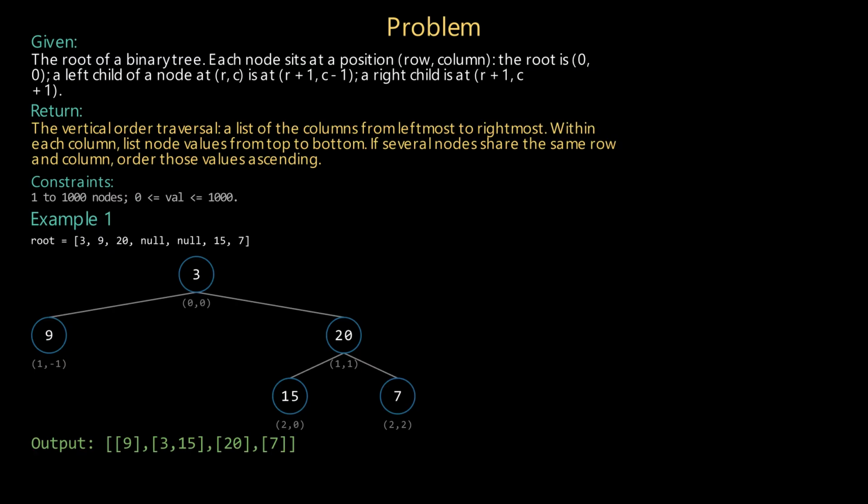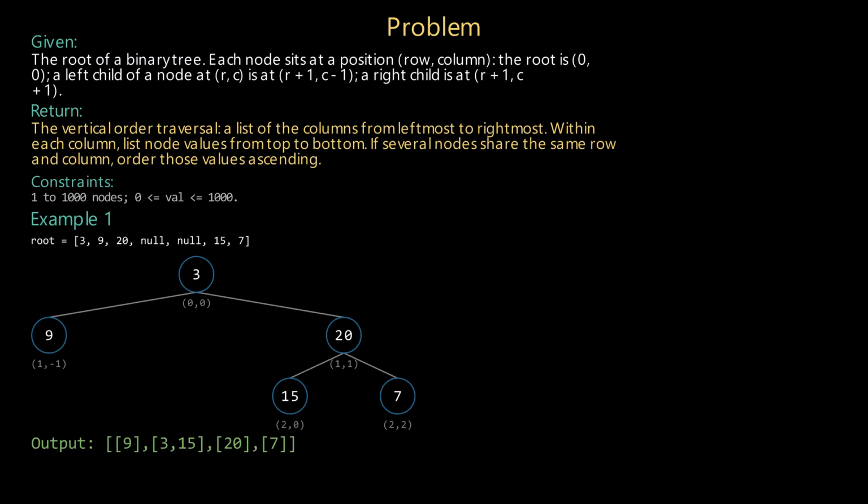Return the vertical order traversal, a list of the columns from leftmost to rightmost. Within each column, list node values from top to bottom. If several nodes share the same row and column, order those values ascending. Constraints: 1 to 1000 nodes, 0 less than or equal to val less than or equal to 1000.